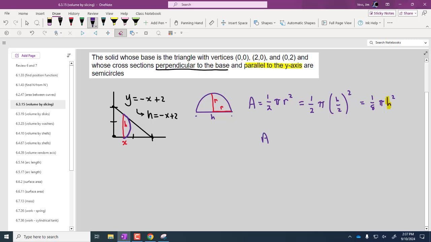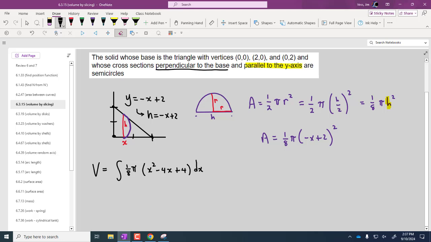So the area will be 1/8 times pi -x plus 2 quantity squared. So that is the area of the semicircle at x. How do we get to volume? Integrate it. So we'll just integrate that. And the 1/8 pi can, of course, come right out to the front, or write as pi over 8. And then we would square this out. So we'd have x squared minus 4x plus 4.